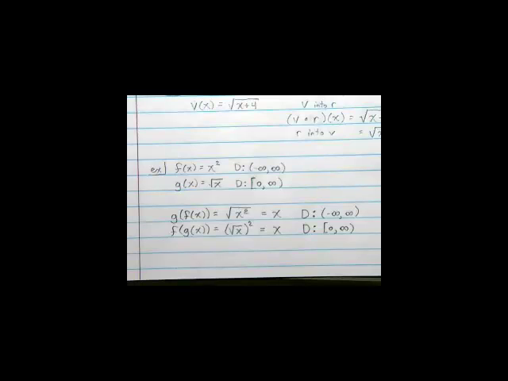So the first composition makes a line. The second composition makes a ray. And so that's why these can be a little bit challenging, because you can't just look at the result and assume that that's what it's going to look like. Sometimes it's just a piece because the domain gets in the way. So, all right, let's try some other ones.